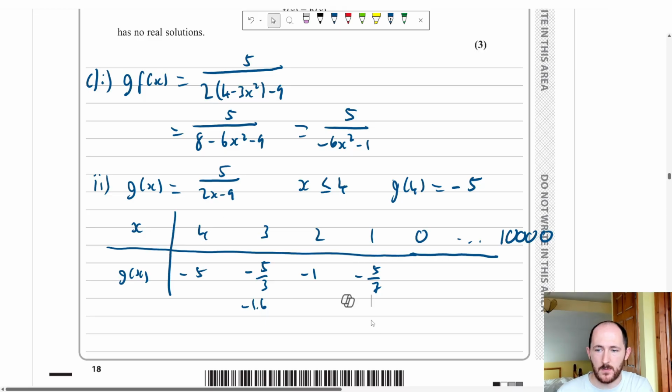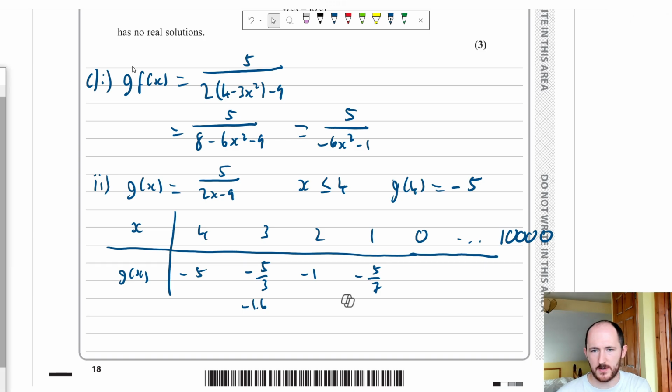Can you see how we're actually getting closer and closer to 0? Now the question is, will this ever level off? So if I look at the difference, we go from minus 5 to minus 1.6, that's a difference of 3.4. Then we have a difference of 0.6. Now what's 5 over 7 again? I actually can't quite remember.